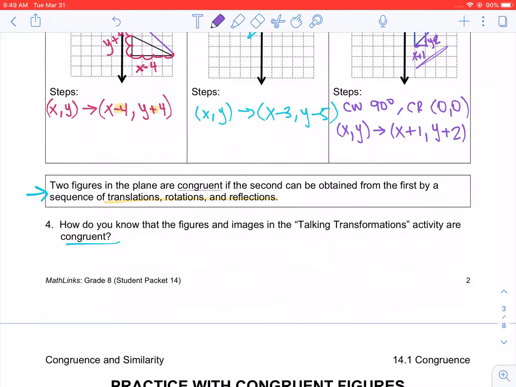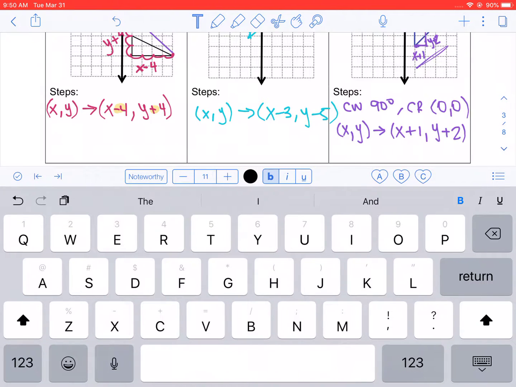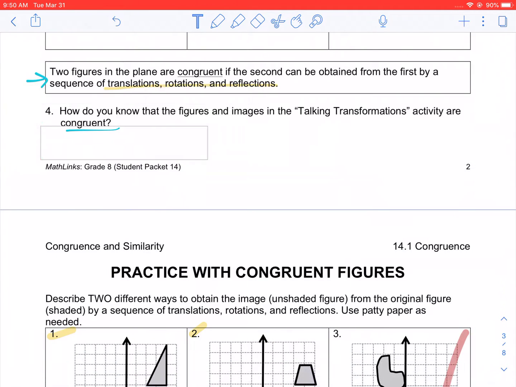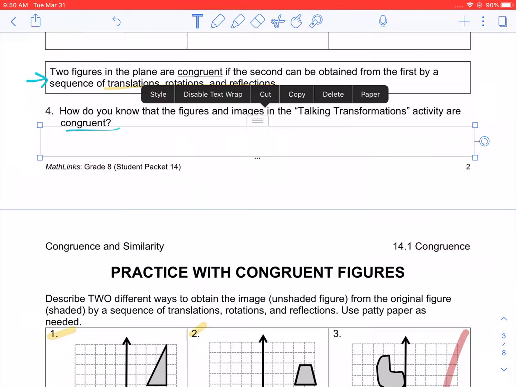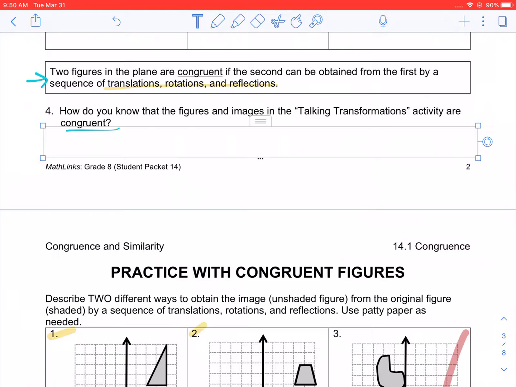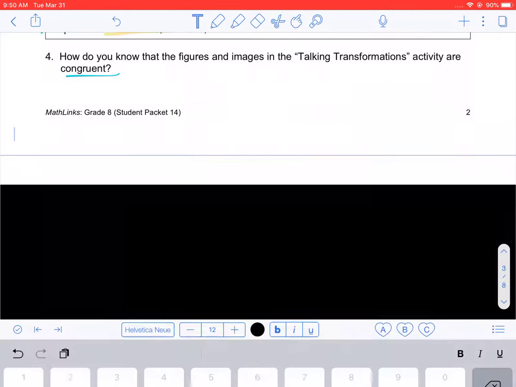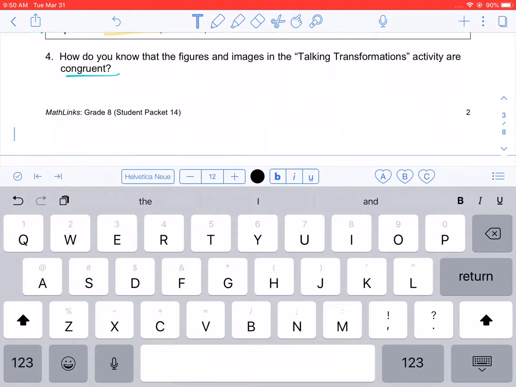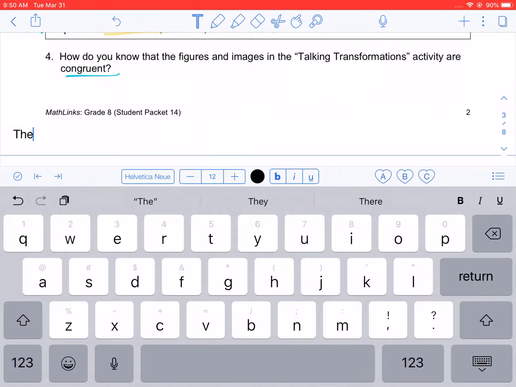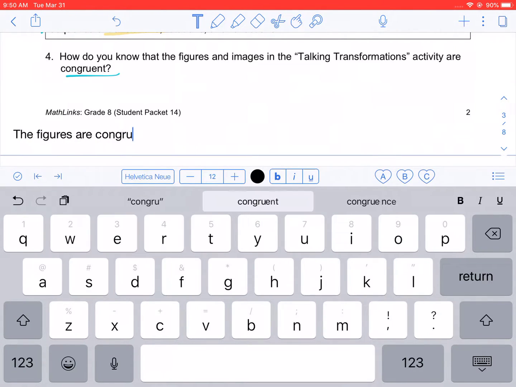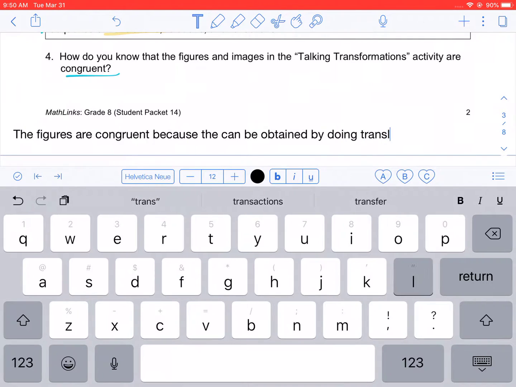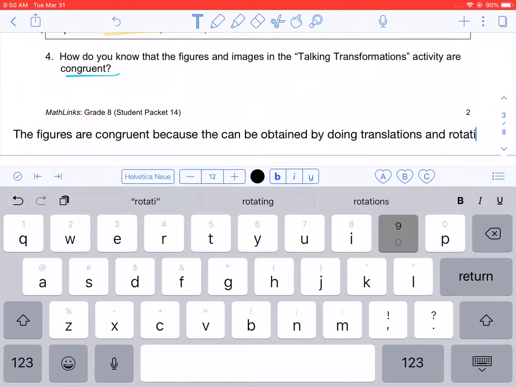So we need to say something like, the figures are congruent because they can be obtained by doing translations and rotations. There's no reflection, so I'm not going to say it.